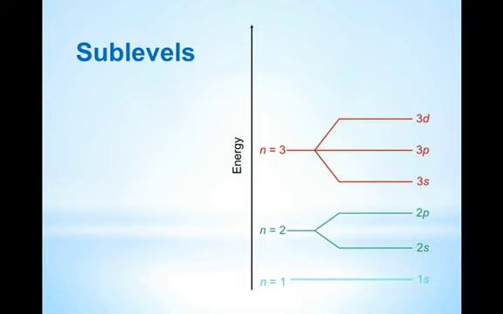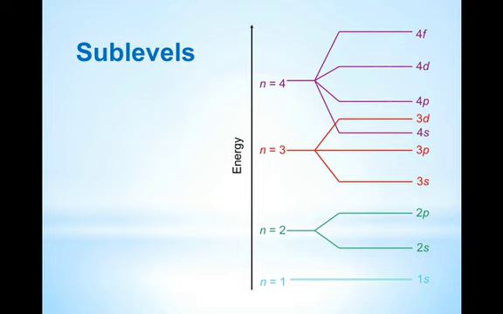When n equals 4, the 4s sublevel actually has less energy than the 3d sublevel. That means after the 3p sublevel is filled, the next electrons do not go into 3d. Instead, they go into the 4s sublevel.